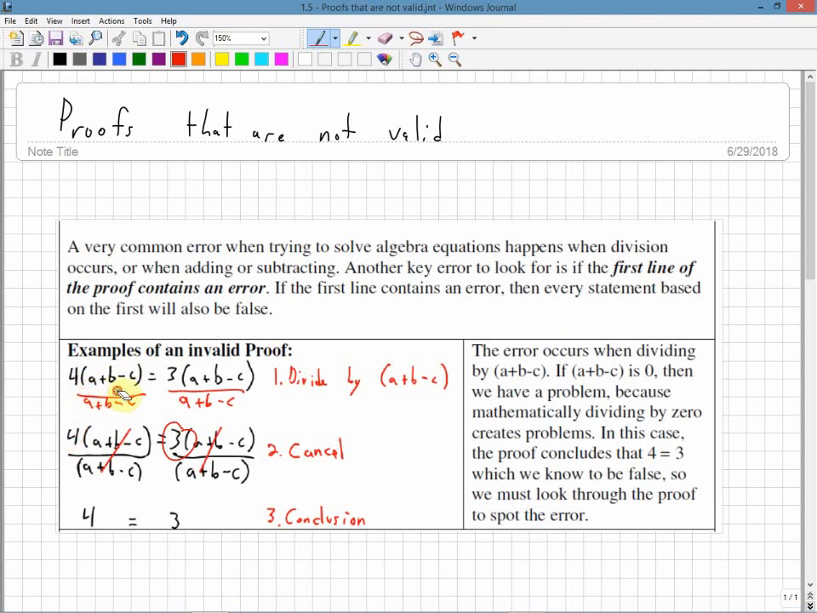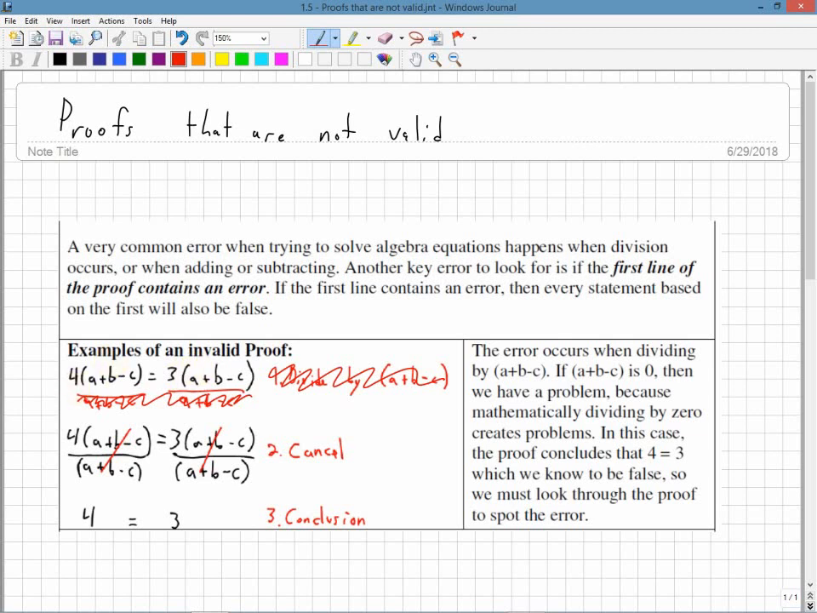Because if I was to get rid of everything that we had at the beginning, which I can't erase, but if I was to get rid of all this stuff and look at this 4 times (a plus b minus c), I can see that the a plus b minus c in brackets are the same. And the only way for this to be the same at the very beginning would be if a plus b minus c was equal to 0. Because if I multiply 4 by 0, that's 0. 3 times 0 is 0. Therefore, 0 is equal to 0.